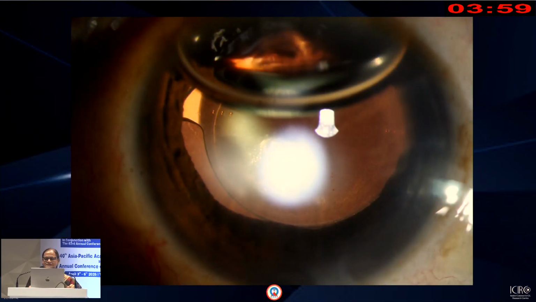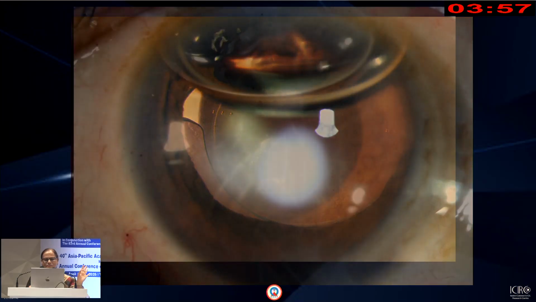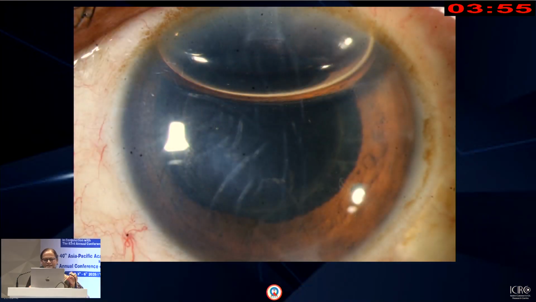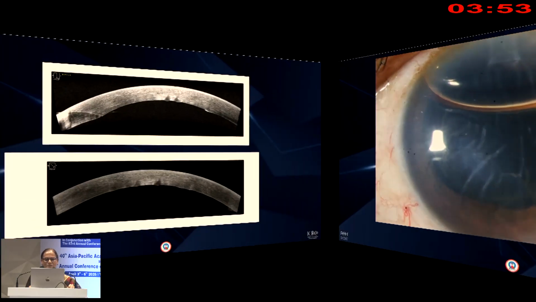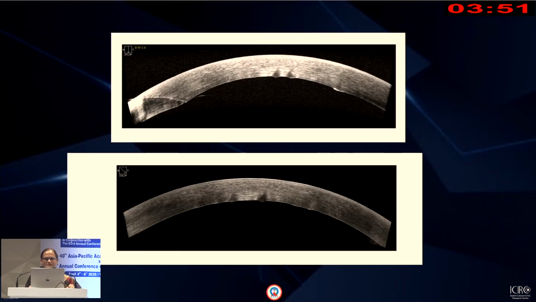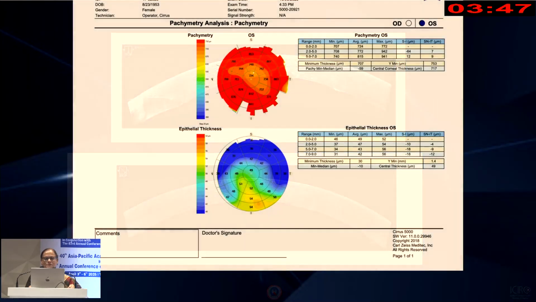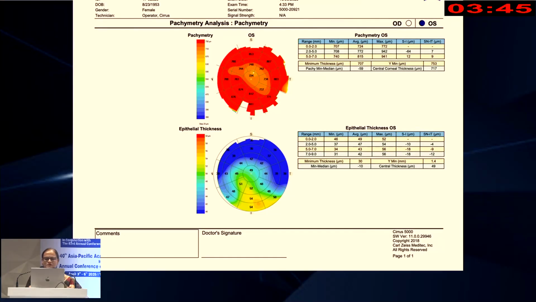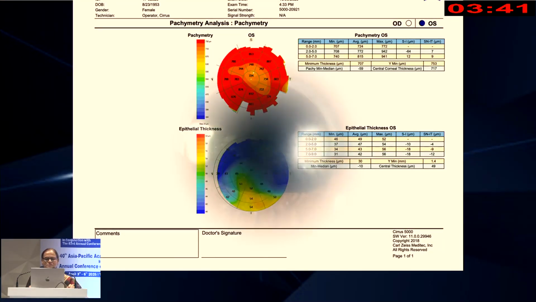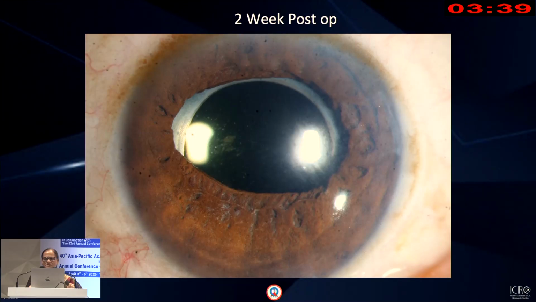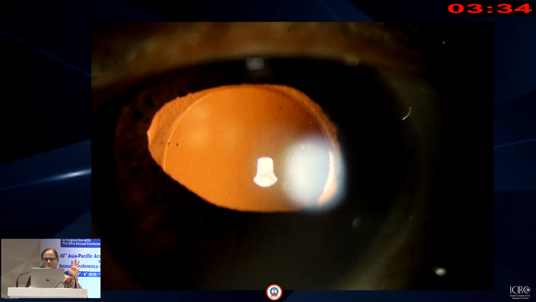And this is the next day with a very mild kind of, there are still Descemet's folds and a mild edema. But the anterior segment OCT shows a reasonably attached Descemet's membrane with, still, a pachymetry of more than 700. The edema was still there. But at 2 weeks post-op, this eye cleared up and you can see the toric IOL well in its place.